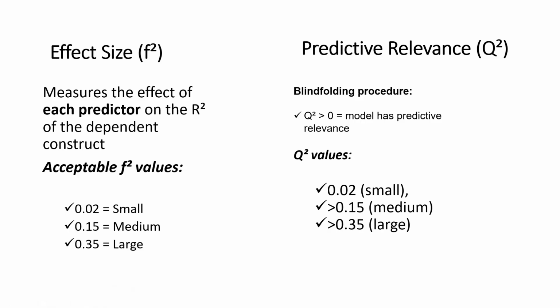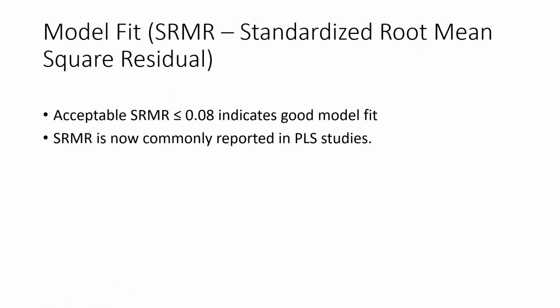For predictive relevance, the predictive power of the model, we can see it via the blindfolding procedure in the new version of SmartPLS. Q2 greater than 0 means the model has predictive relevance. It should not be 0, but if it is greater than 0, we consider it to have predictive relevance. Again, 0.02 is small, 0.15 medium, and 0.35 is considered large.